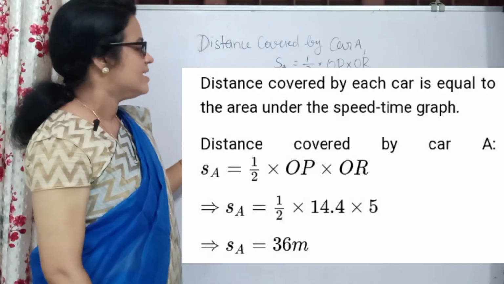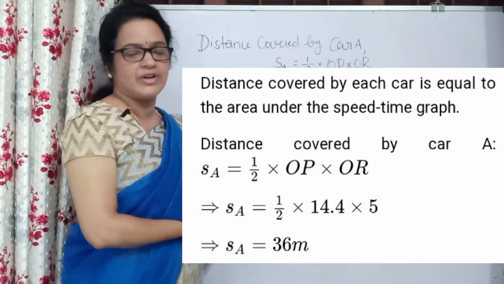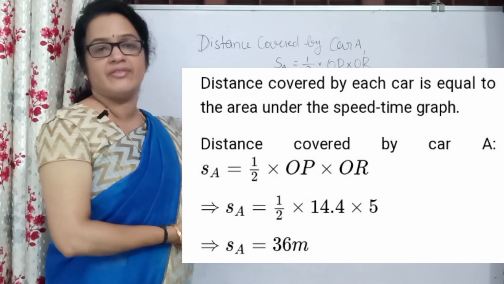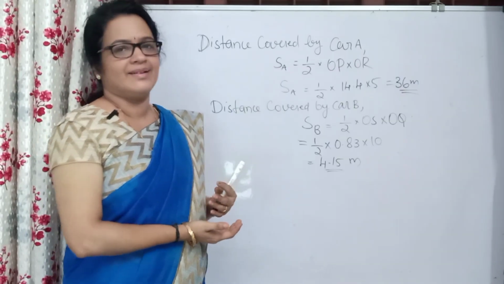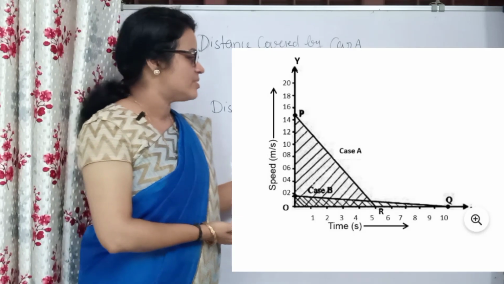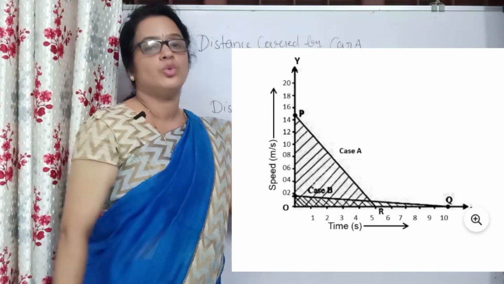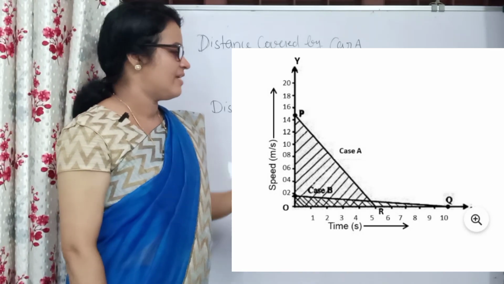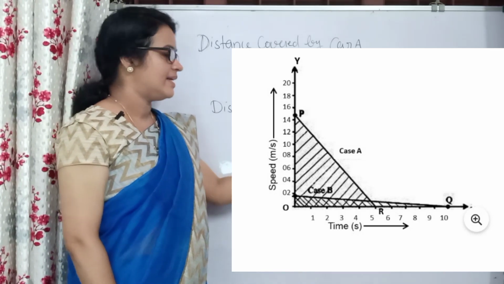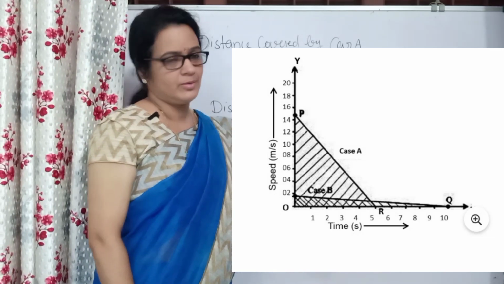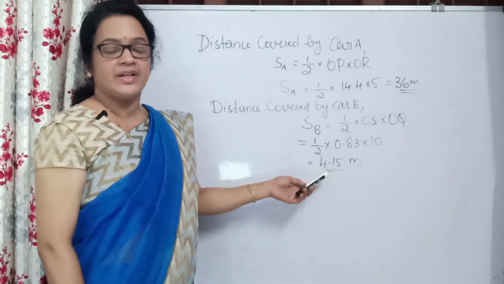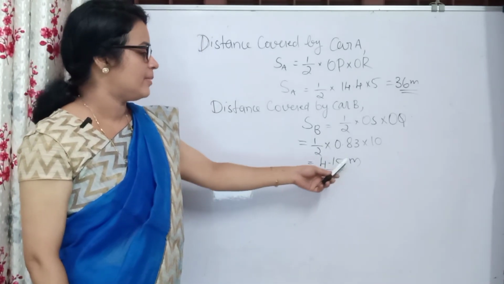And in the next case, for the second car, how can we find the area? Yes, again here we have a triangle, right? So how can we find it? SB is equal to half into B into H, that is half into OS into OQ. So we can substitute the values. So half into 0.83 into 10. Okay, so how much are we getting? Here we are getting 4.15 meter.